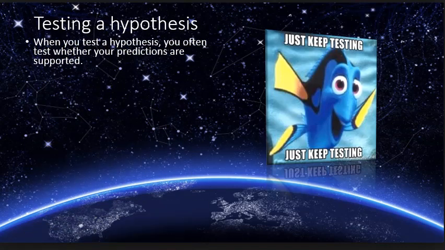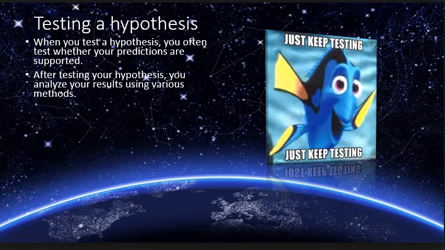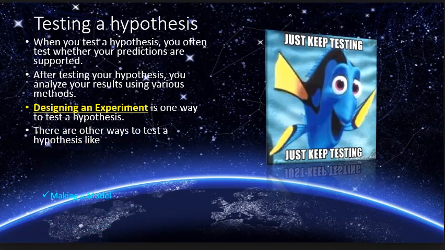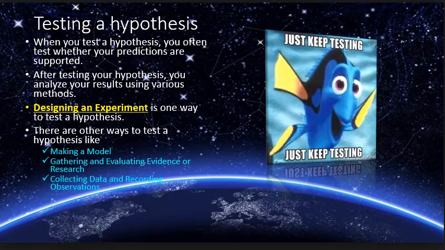So when you're testing a hypothesis, you're just trying to see if your predictions are supported. The most common way people think of testing hypotheses would be designing an experiment, but there are some other ways. You could make a model, gather and evaluate evidence or research. So you could go online or go to the library or go talk to some people in first person and find out what's going on to find out whether you've predicted correctly or not. Or you could just collect data and record observations.